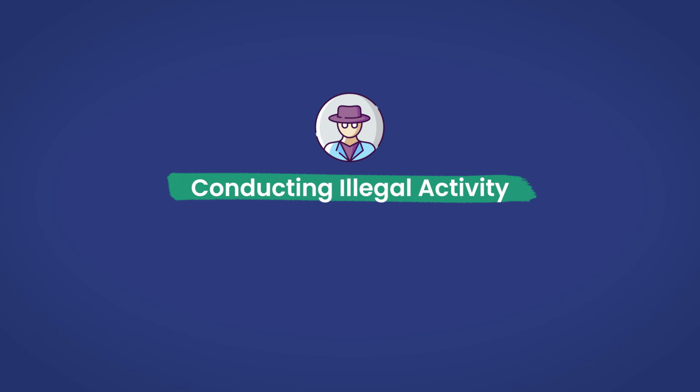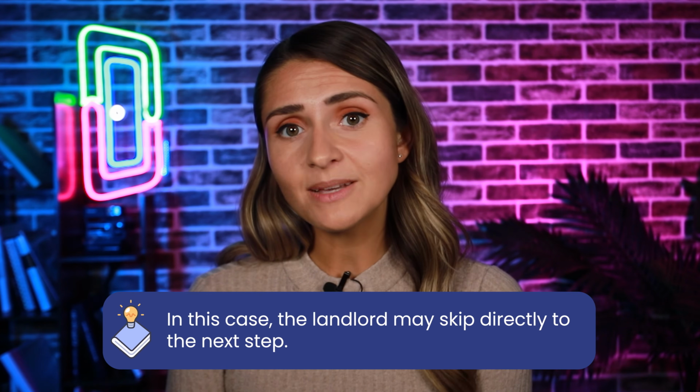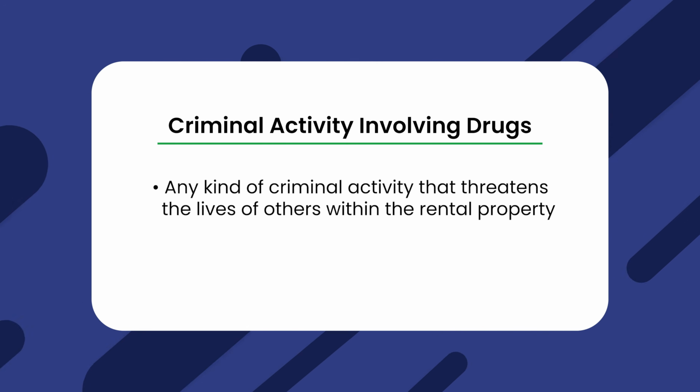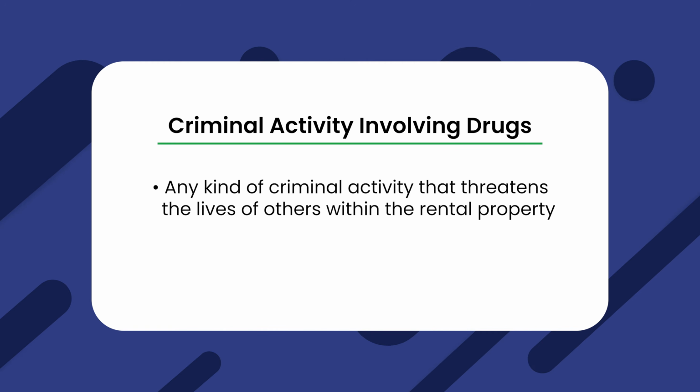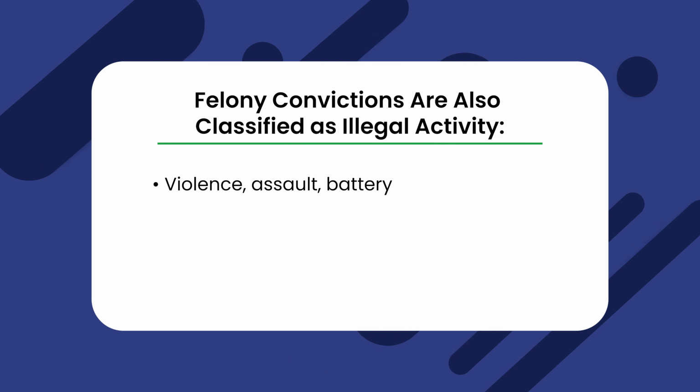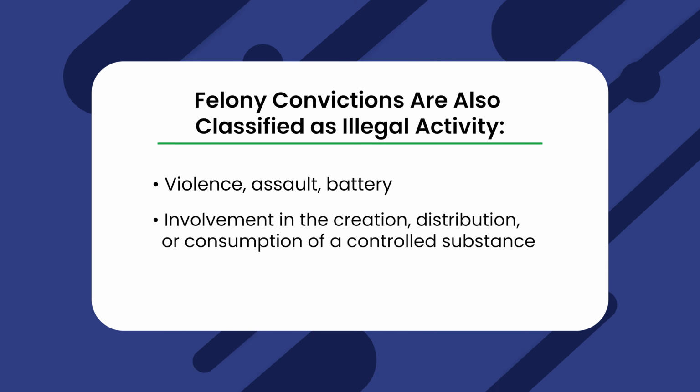Conducting illegal activity. If the tenant has engaged in illegal activity on the rental premises, the landlord is not legally obligated to inform the tenant that they will be starting the eviction process. In this case, the landlord may skip directly to the next step. Examples of illegal activity include, but are not limited to, any kind of criminal activity that threatens the lives of others within the rental property, and criminal activity involving drugs. Felony convictions are also classified as illegal activity. Violence, assault, battery, and involvement in the creation, distribution, or consumption of a controlled substance.